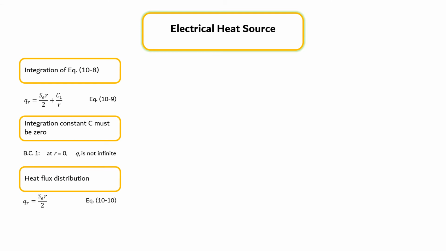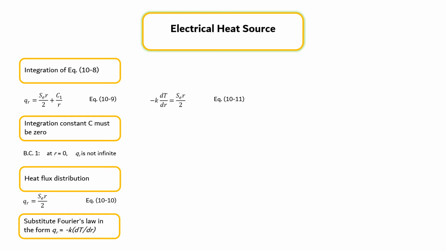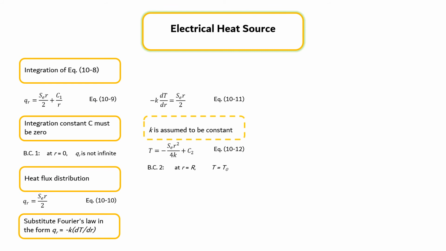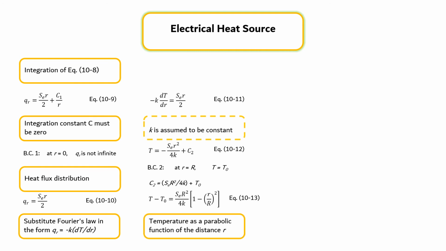We now substitute Fourier's law into equation 10.10 to obtain equation 10.11. When k is assumed to be constant, the first order differential equation can be integrated to give equation 10.12. The integration constant is determined from the boundary condition that at r equals R, T equals T0. Hence, C2 equals Se R squared over 4k plus T0, and equation 10.12 becomes equation 10.13. Equation 10.13 gives the temperature rise as a parabolic function of the distance R from the wire axis.